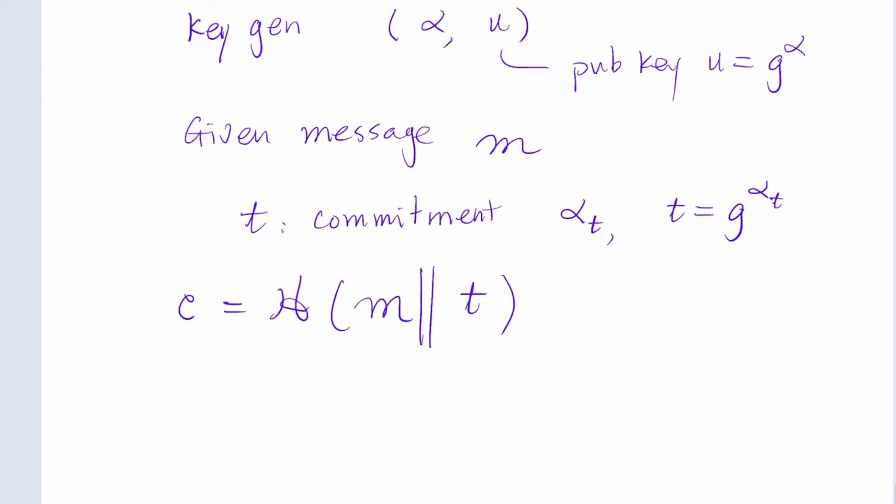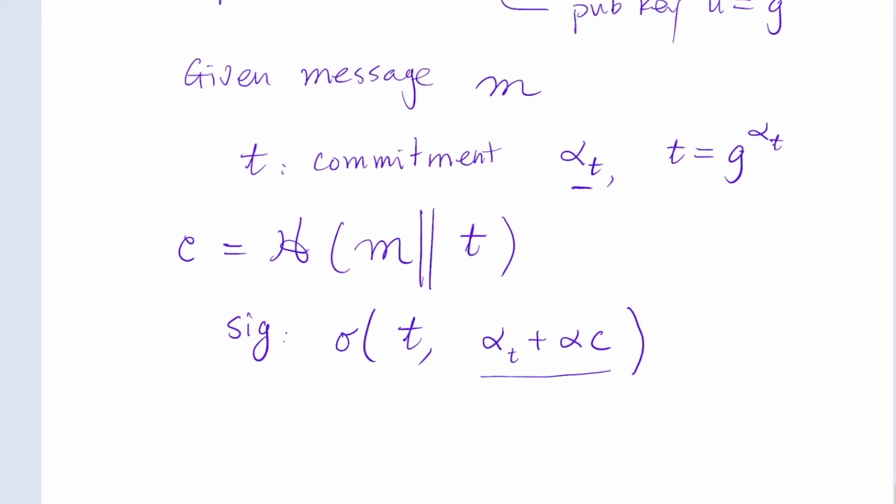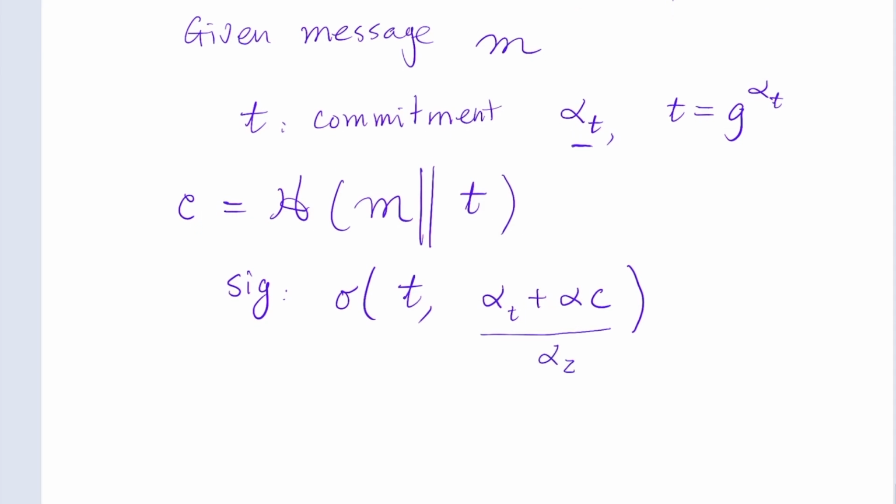Then how do we sign it? Where is the signature? Your signature, which is a sigma, is going to be your commitment message along with what you send, which is alpha T plus alpha C. Alpha T and alpha are private, you don't expose them to other people, but you use this as a signature. Let's call this z. So this is your signature.